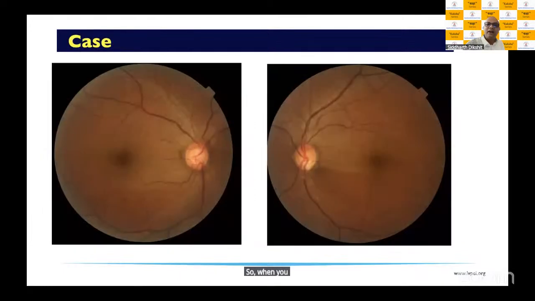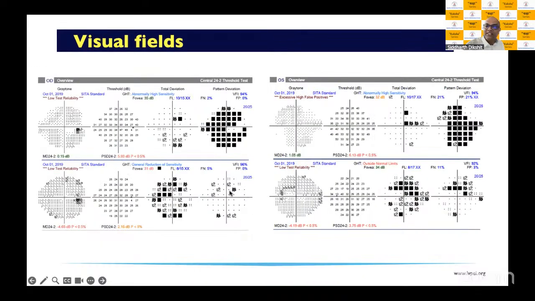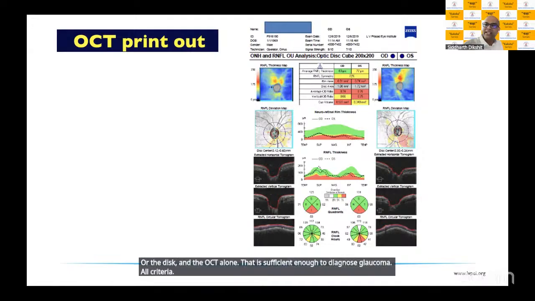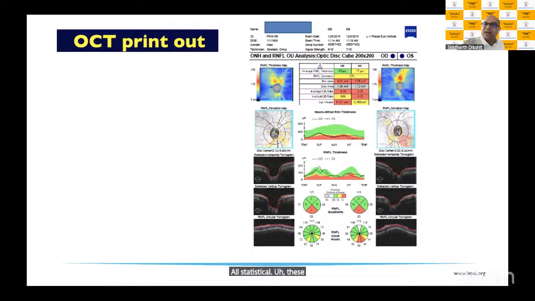So when you see a defect as small as that in the left eye, a correlating change, even if it is not meeting Anderson criteria in the superior hemifield, and an OCT change that is correlating with what you see in the disc, you don't need to repeat a single investigation. In fact, if you would have seen that disc and the visual field alone, or the disc and the OCT alone, that is sufficient enough to diagnose glaucoma. All criteria, all statistical, these things are meant to be for studies and for you to be even more certain. Otherwise, it's just a matter of being more and more certain.